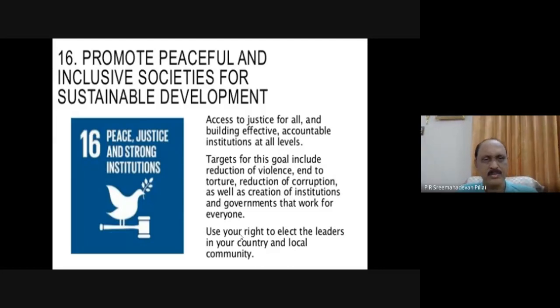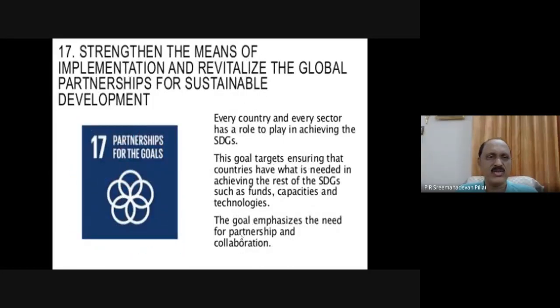And the last one in these SDGs: strengthen the means of implementation and revitalize the global partnerships for sustainable development. And of course, every country has to be a partner in it, and we have to promote it.